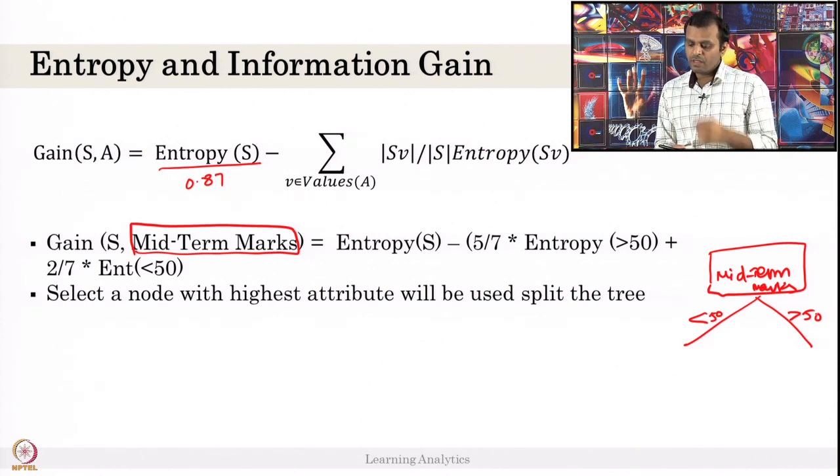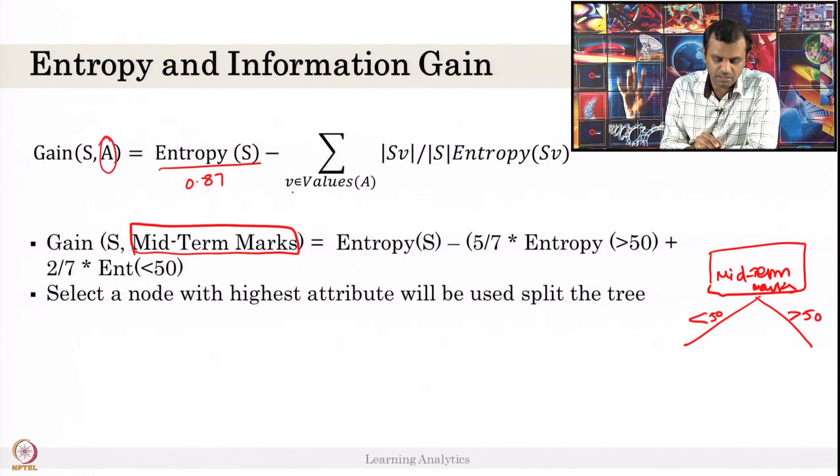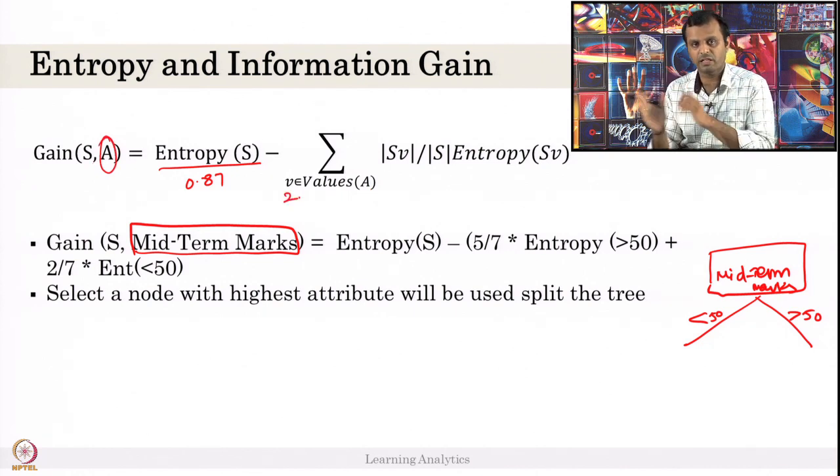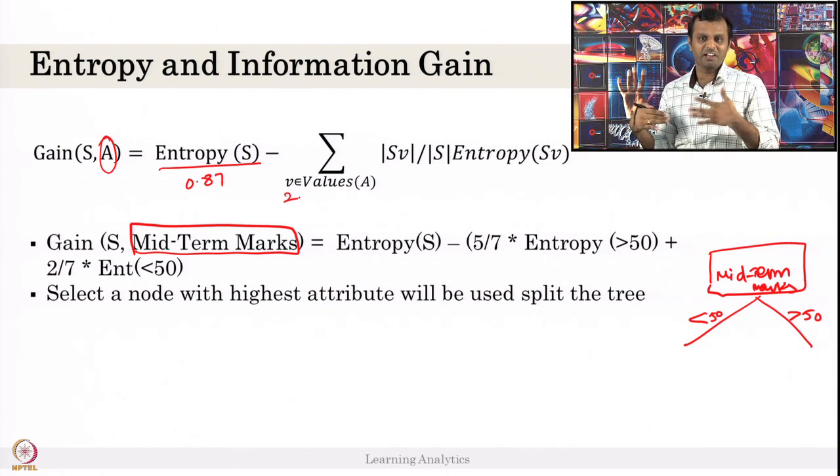Okay. Now, there are two values to consider, that is the values V of the particular attribute A, the midterm marks. Now it is only two, let us consider there exist two different classifications in this particular midterm marks. I am not talking in mathematical terms to explain this value, because my idea is for you to understand what information gain is, what entropy is in a general sense.